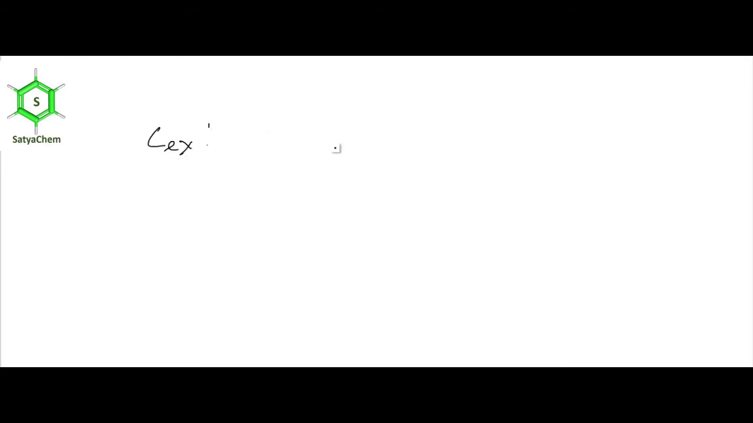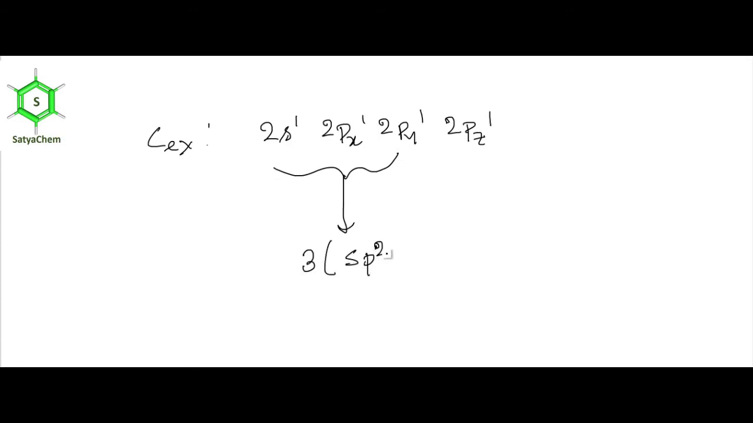If we consider only the valence shell, then the excited state electronic configuration is 2s1, 2px1, 2py1, 2pz1. So here the 2s orbital and two of the three 2p orbitals are mixed to form three sp2 hybridized orbitals, and the 2pz is the unhybridized one.